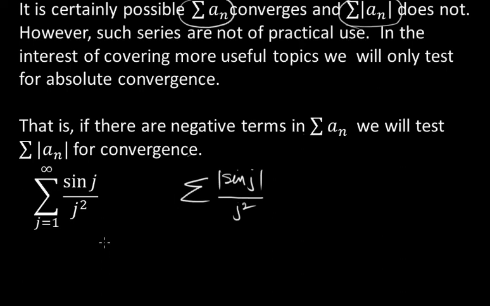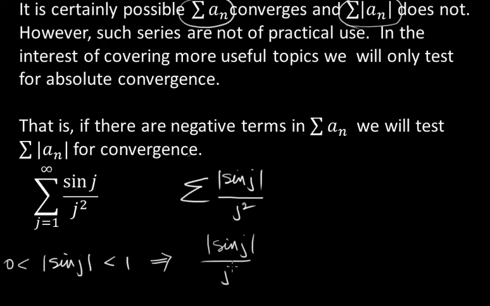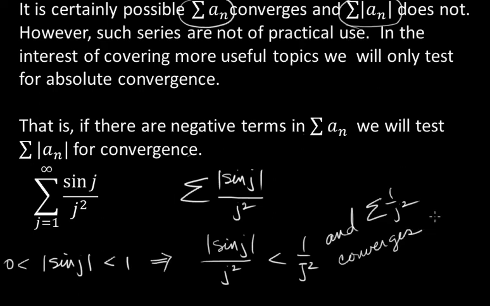So let's use the comparison test. We know that the sine of j in absolute value is less than 1 and greater than 0. So they're positive. I could divide by j squared. Therefore, the absolute value of sine j divided by j squared is less than 1 over j squared. And sigma 1 over j squared converges, because that's a p-series, p equals 2.